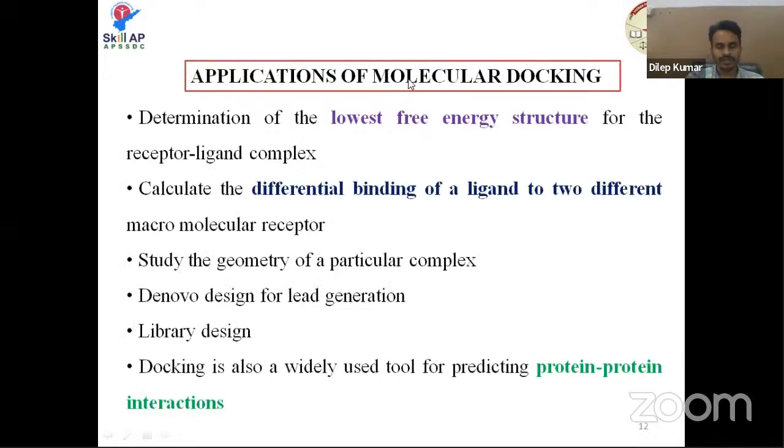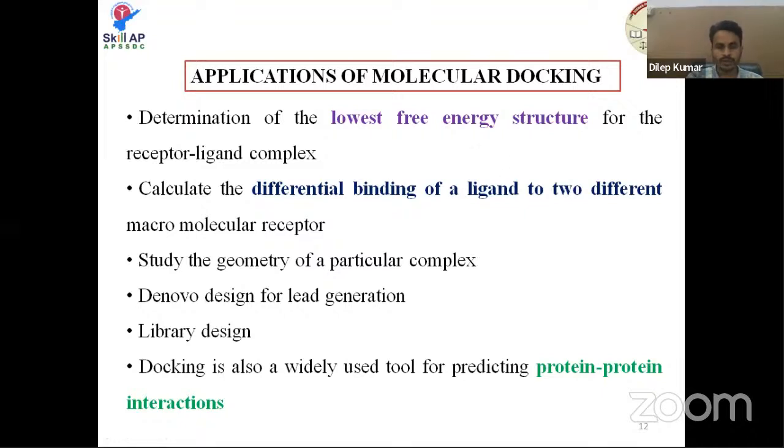Coming to the major applications of molecular docking, it is helpful for the determination of the lowest free energy structure for the receptor-ligand complex. Whenever we have a ligand-receptor interaction, that particular complex will have different energetic states, and molecular docking will help us understand the lowest free energy structure of that receptor-ligand complex. In addition, it is also used to calculate the differential binding of a ligand to two different macromolecular receptors. Say, for example, a similar ligand can bind to two different types of receptors which are closely related.